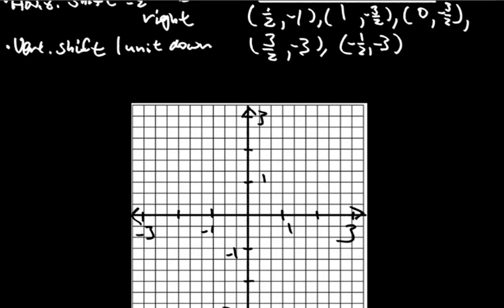Okay, so let's just plot those points and get our parabola. So we've got (1/2, -1). We have (1, -3/2). I probably shouldn't have done it in thirds, but oh well. (0, -1/3). And then 3/2, so (1.5, -3), so that'll be around here. So we got those points, and then all we need to do is connect them.